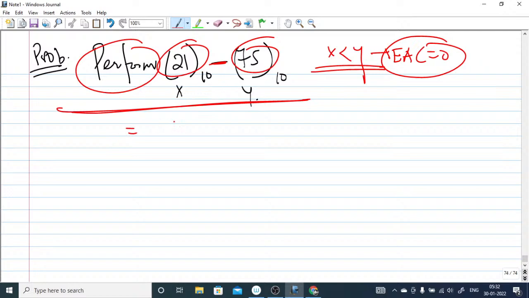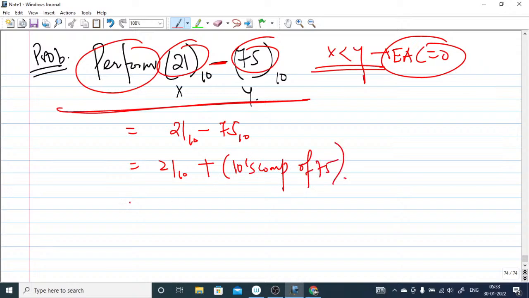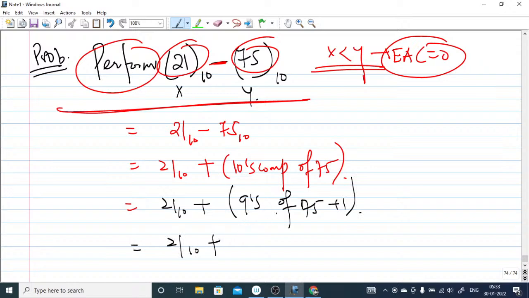What you can write here is 21 minus 75. Further you can write this as 21 base 10 plus the 10's complement of 75. How can you find the 10's complement of 75? Finding the 10's complement of 75 means finding the 9's complement first, then adding 1. So 21 plus the 9's complement of 75 plus 1.